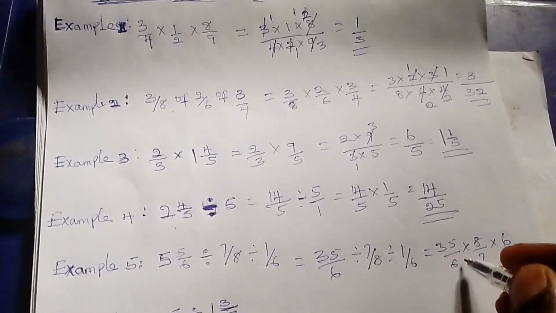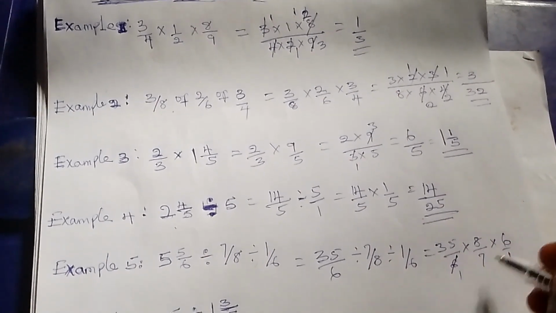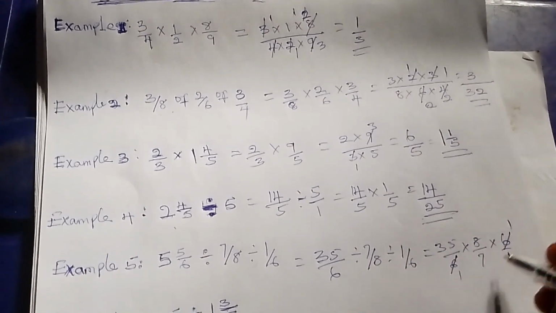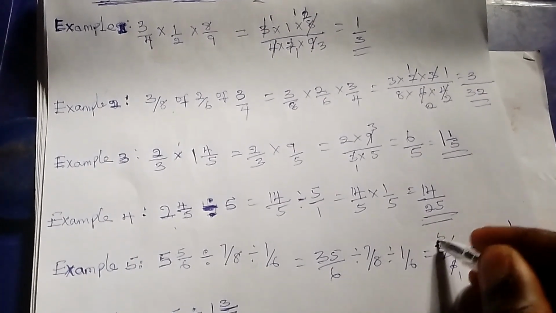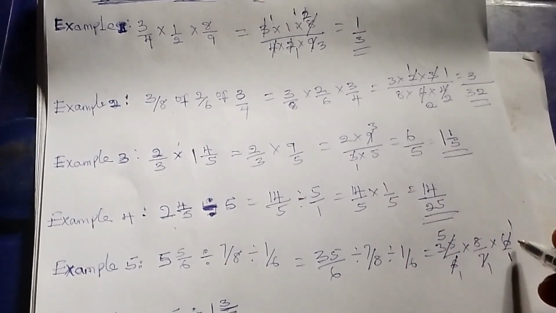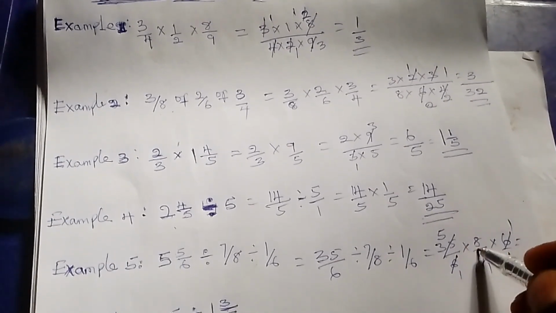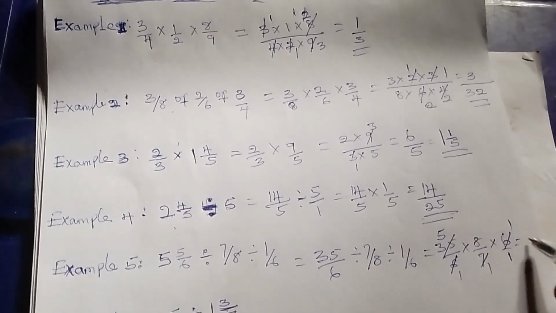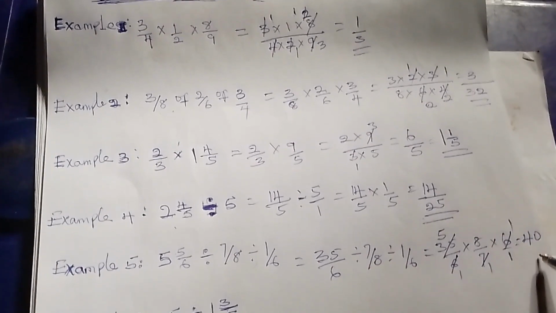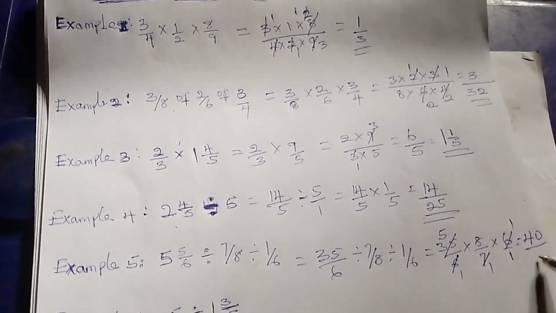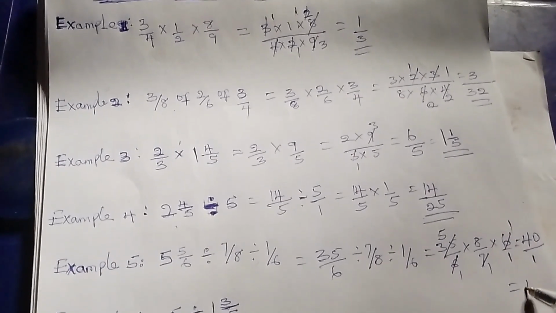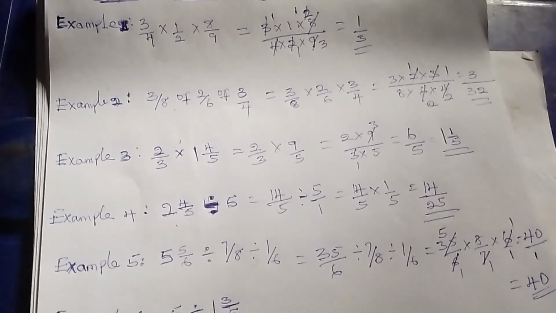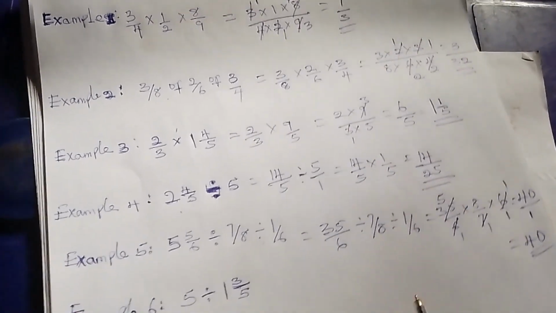So as you can see, 6 divided here gives us 1, 6 divided here gives us 1, 7 divided here gives us 1, 7 divided here gives us 5. So on the numerator side you have 5 times 8, which is 40, then divided by 1 times 1 times 1, which is 1. So the answer becomes 40. That's the solution of example 5.